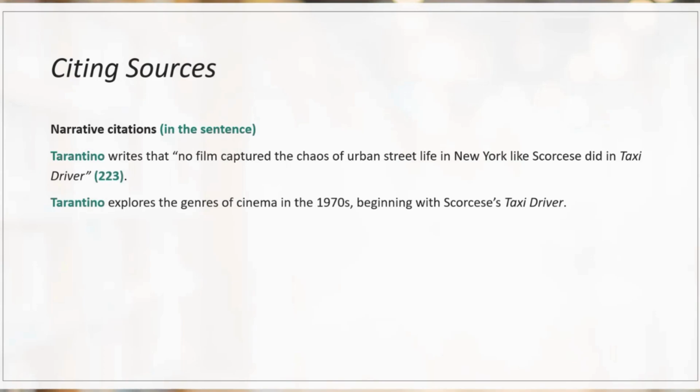And here's a paraphrasing example. Tarantino explores the genres of cinema in the 1970s, beginning with Scorsese's Taxi Driver. Oh, sorry. No, this one is not a paraphrase. This is why it does not have a citation. This is a summary. A summary does not require a page number because it's talking about the work as a whole, Tarantino's work as a whole. There isn't a page number to assign to it. But if I went on to discuss details of Tarantino's exploration of the 1970s genres of cinema, I would need to provide a page number for each paraphrase or quote.